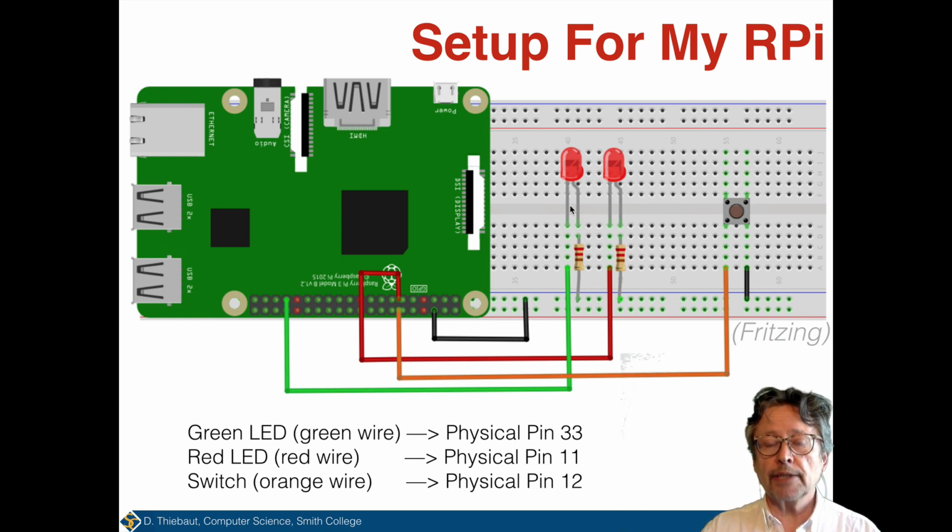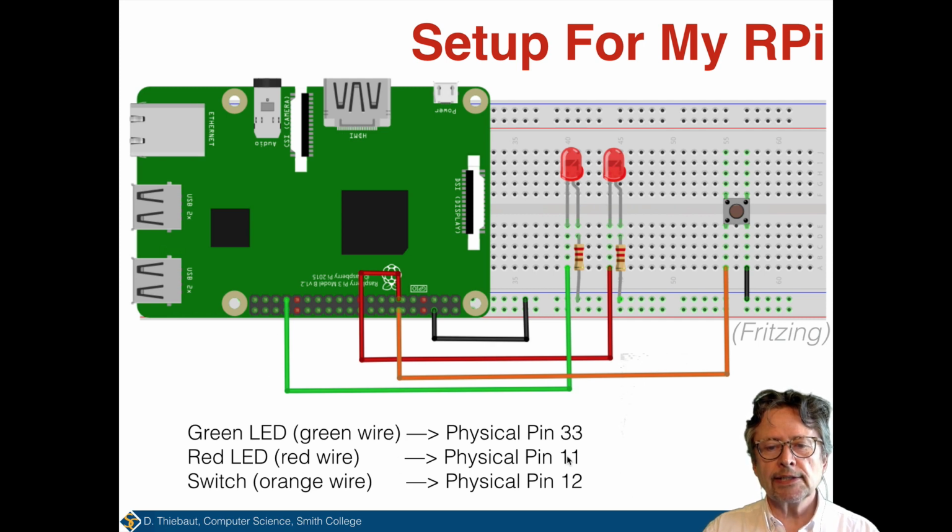So that's my setup, but it's great because now I can do blink and I can do different kinds of experiments with the switch. And so the green LED, I couldn't find a green LED with Fritzing, so I have two red LEDs, but I used a green wire here, so that's my green LED, and a red wire, that's my red LED. So the green LED is physical pin 33, right here.